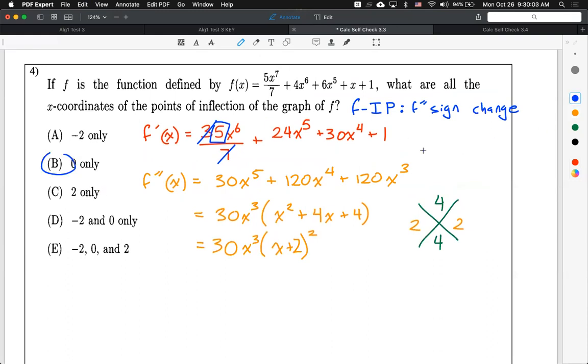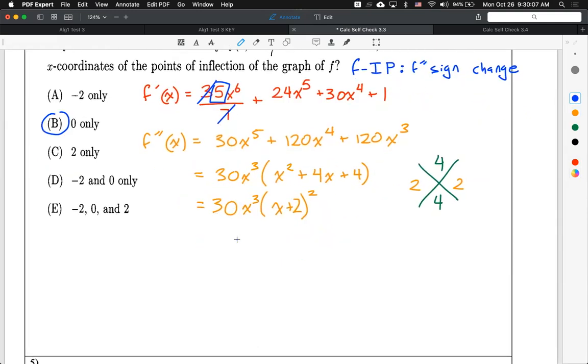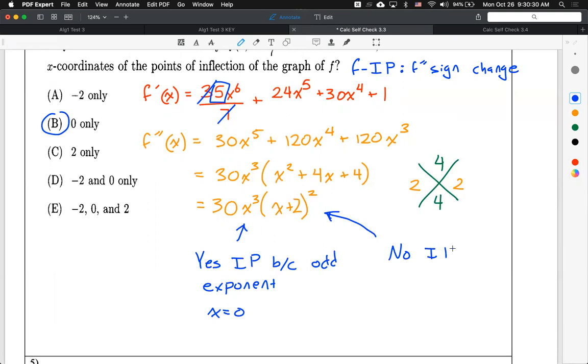And I can write that down for our notes as well. What we said here is that this has, we'll say yes, inflection point. Why? Because odd exponent. So at x is equal to 0 when you solve that. And then over here, no inflection point. Why? Because even exponent.